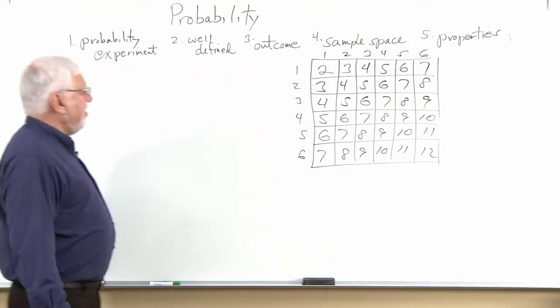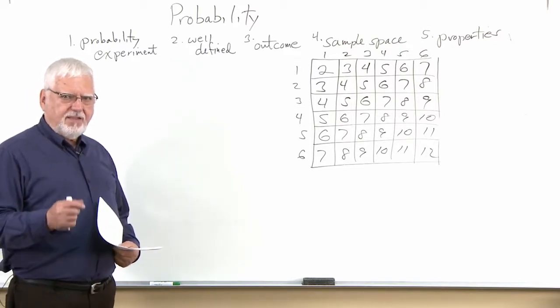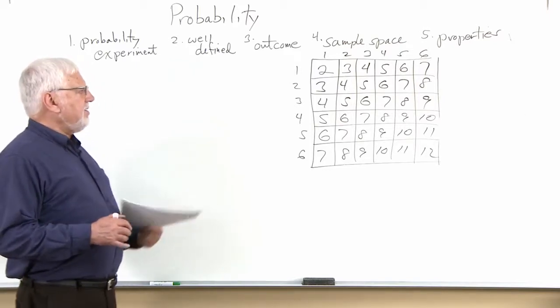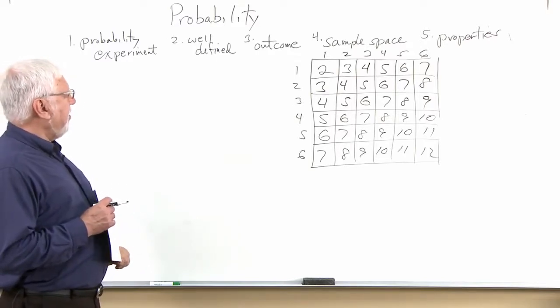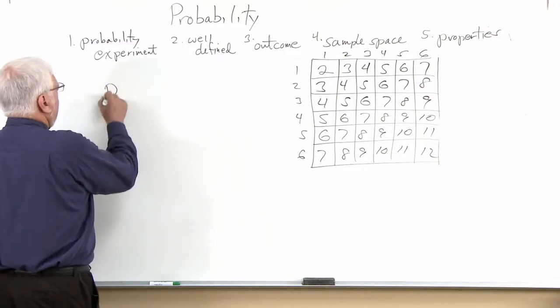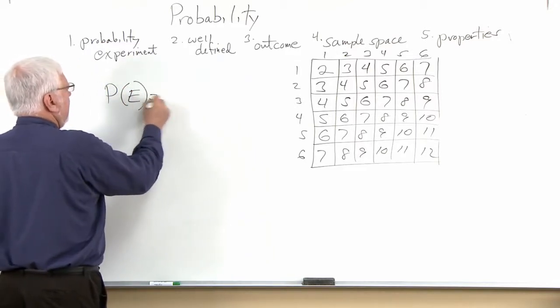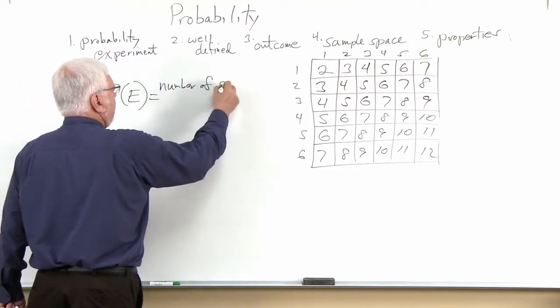So now let's answer our question. If they throw a 7 or 11, they win on the first throw. So how many outcomes are there? Our definition for probability was that the probability of event E is the number of successful ways.